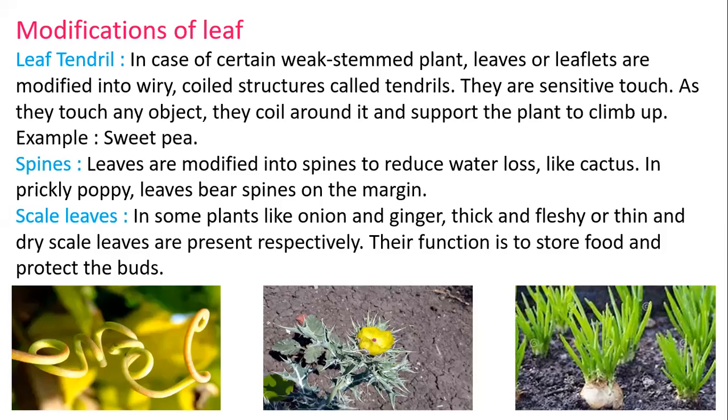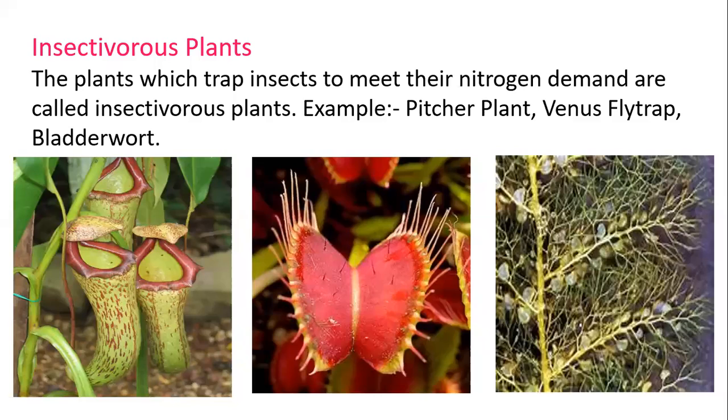In prickly poppy, leaves bear spines on their margin. Scale leaves: in some plants like onion and ginger, thick and fleshy or thin and dry scale leaves are present respectively. Their function is to store food and protect the buds. Insectivorous plants: the plants which trap insects to meet their nutrition demand are called insectivorous plants. Examples: pitcher plant, Venus flytrap, and bladderwort.